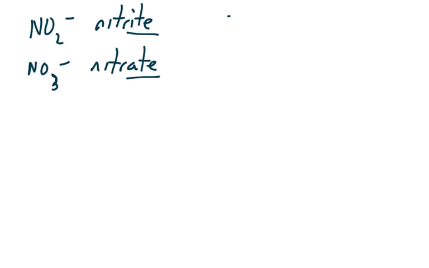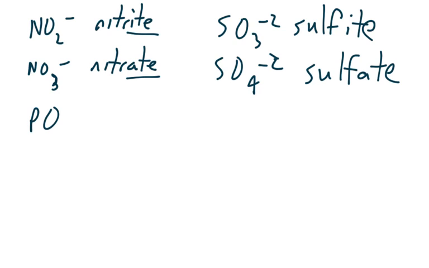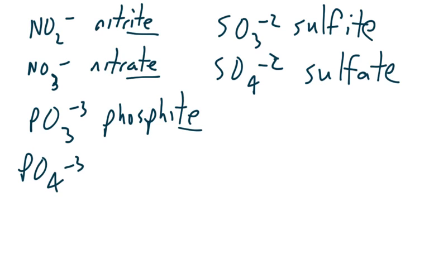Let me give you a couple more examples. This one here, which is -2, there's also 2 of them. The top one has only 3 oxygens. That one gets the sulfite ending, and the sulfate would be the one with the higher number of oxygens. Again, we can also apply that to this one over here. This one's a -3 charge. This one is known as phosphite, and this one over here that has 4 oxygens would be phosphate.